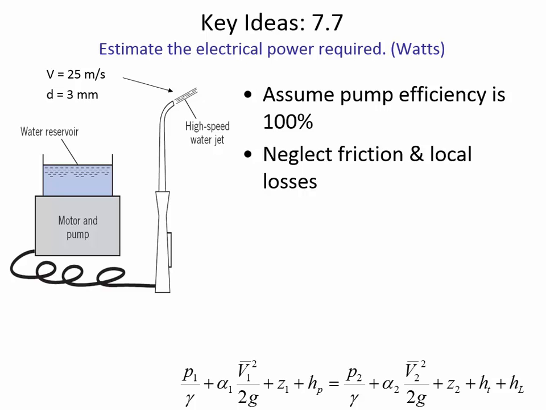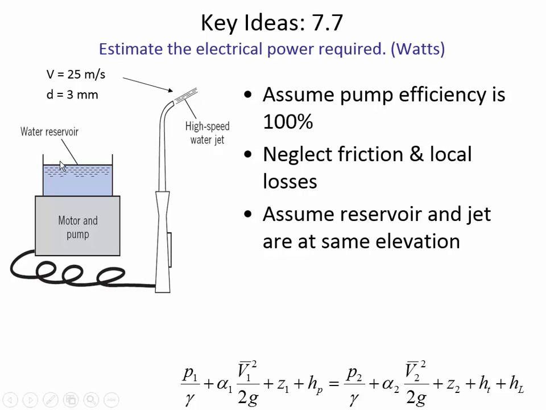Now, here's the energy equation. You can neglect the losses, H sub L, because the problem statement doesn't tell you anything about pipe friction or local losses. Then you can just cancel that term out completely when you're solving the energy equation.